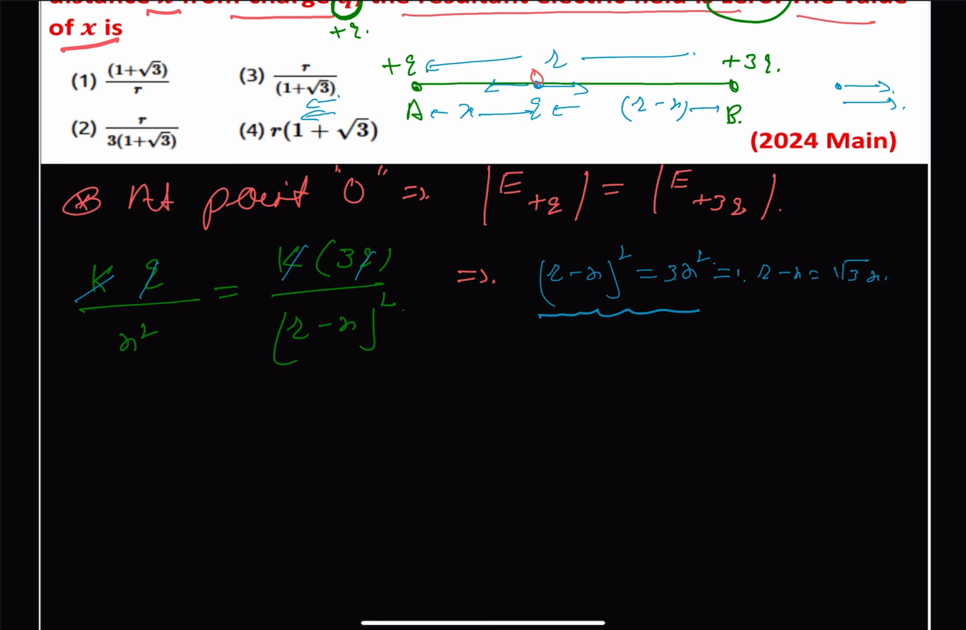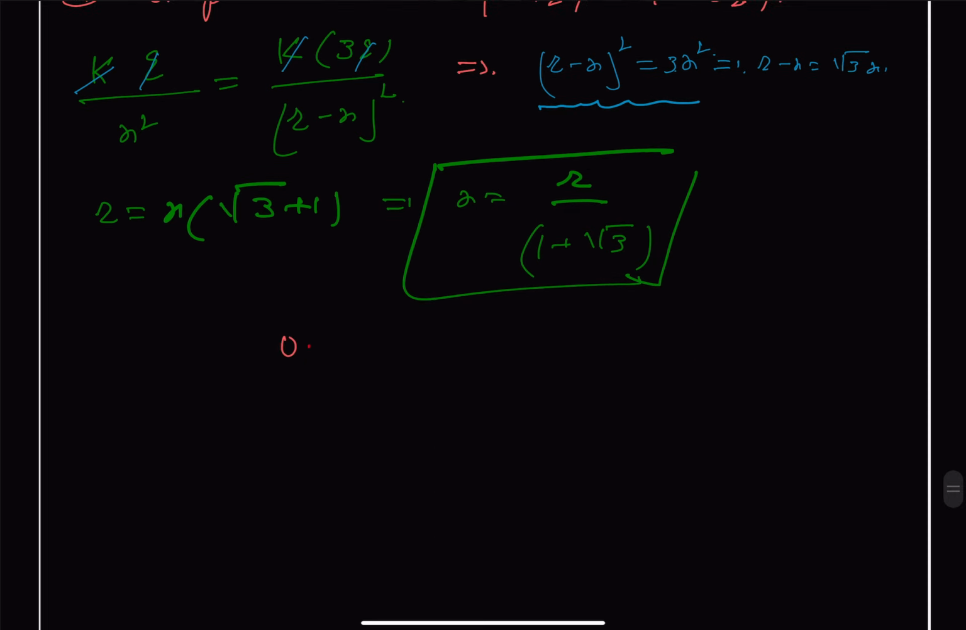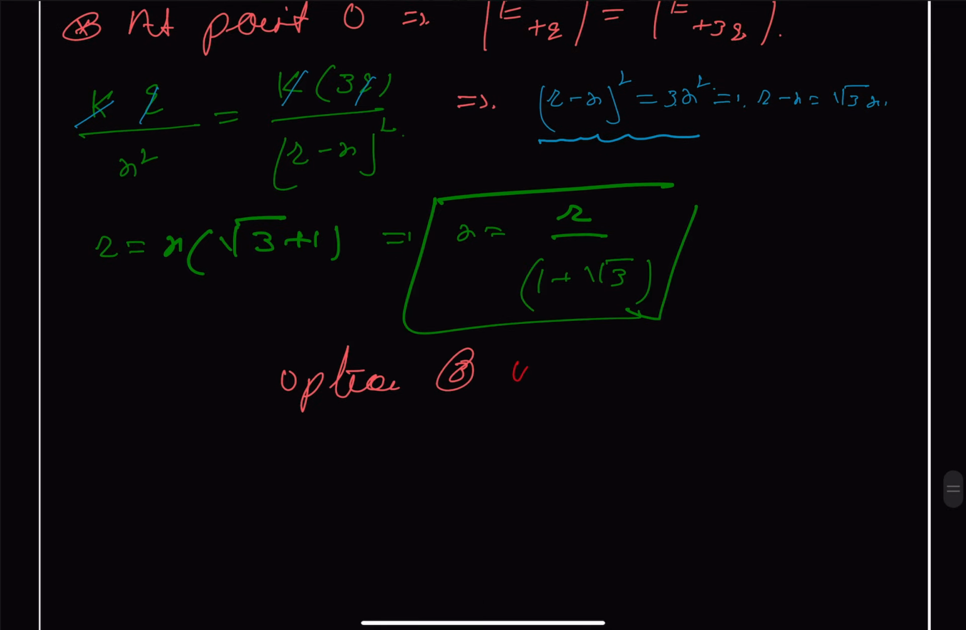And from here we need to find out our x, so we can say that our r will be equal to x, we can take it common, so this comes as square root of 3 plus 1, which gives us that our x is equal to r upon 1 plus square root of 3. So option number 3 is the correct one. Option 3 is correct. Next question.